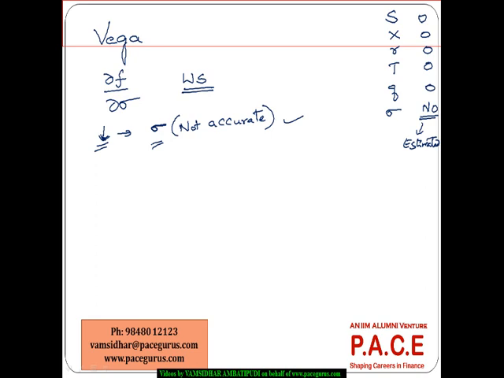But if the Vega is very, very high, I have to be very careful about it. So Vega is a very clear risk management tool for me. Keeping it low always will ensure that the sigma, even if it is not that accurate, I can still go ahead with my derivatives hedging mechanisms.